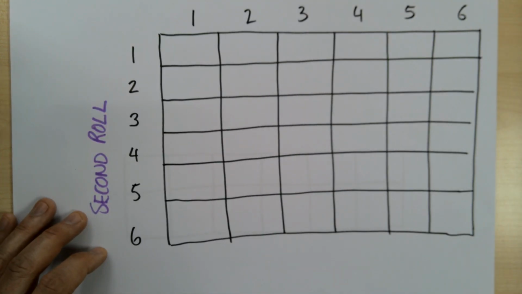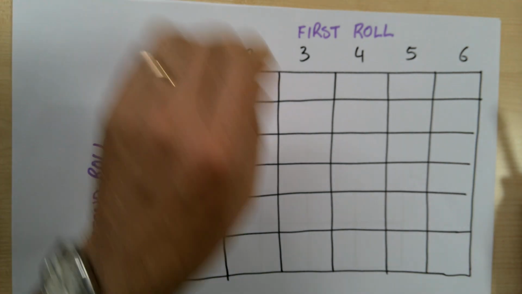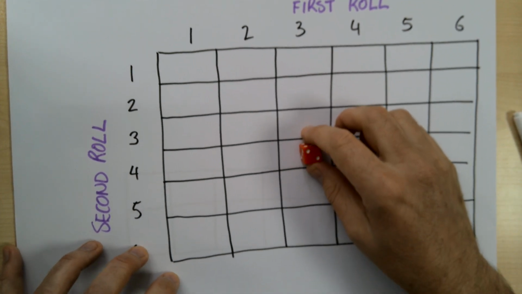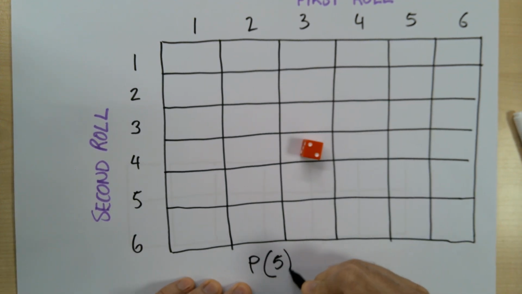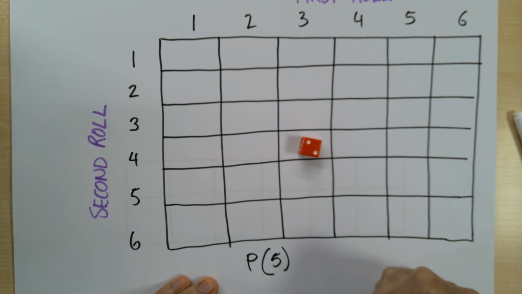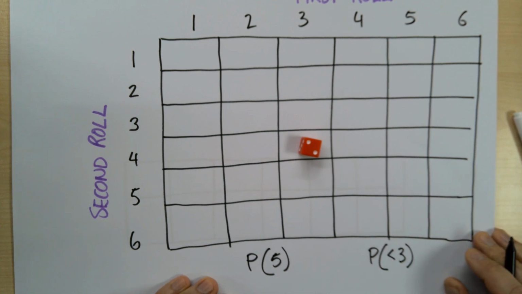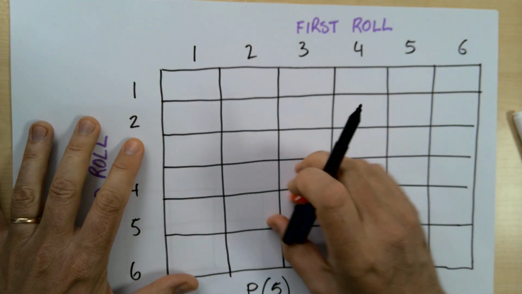What if I'm going to roll a six-sided dice twice? There's my dice. I'm going to roll it twice, and I'm going to add the results. So you might want to know, what's the probability of a 5 happening? Or what's the probability of less than 3? Just off the top of your head, you can't really figure that out. You need a table to help you. So we're going to set up this way.